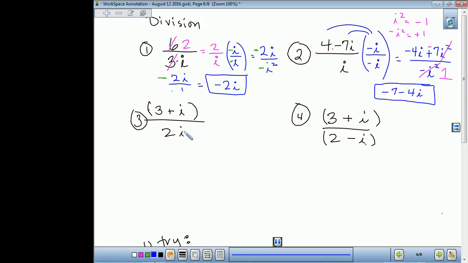Okay, let's look at number 3. Is it okay to have the 2 in the denominator? Yeah. But it's not okay to have the i. So we just need this i to go away. How do we do that? Multiply the numerator and denominator by -i.